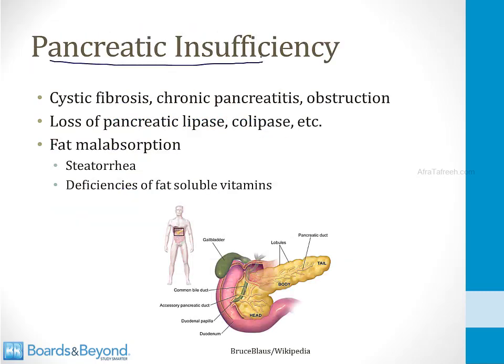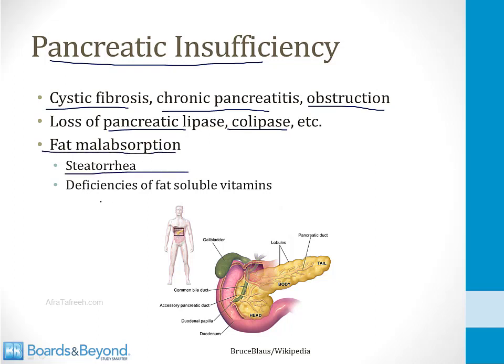Pancreatic insufficiency is another cause of malabsorption. This can happen to patients with long-standing cystic fibrosis or chronic pancreatitis or some obstruction to the flow of pancreatic enzymes. When there's insufficiency of the pancreas, patients lose pancreatic lipase and colipase and other enzymes necessary for the digestion of fats. This leads to fat malabsorption and symptoms of steatorrhea and deficiencies of fat-soluble vitamins.